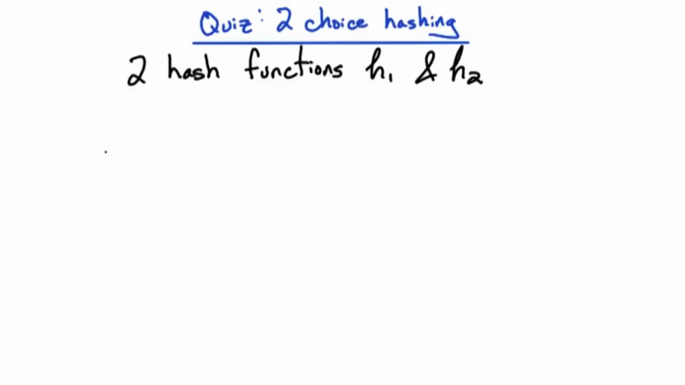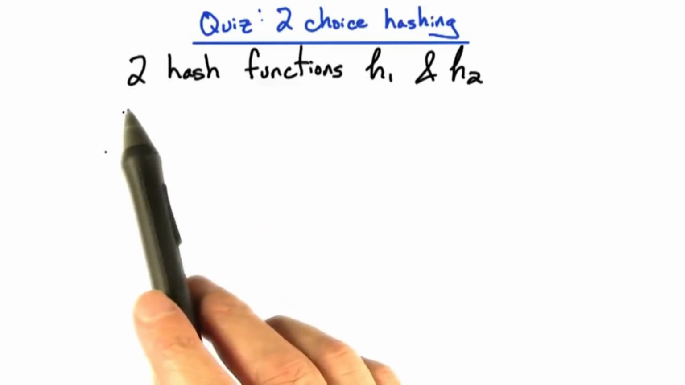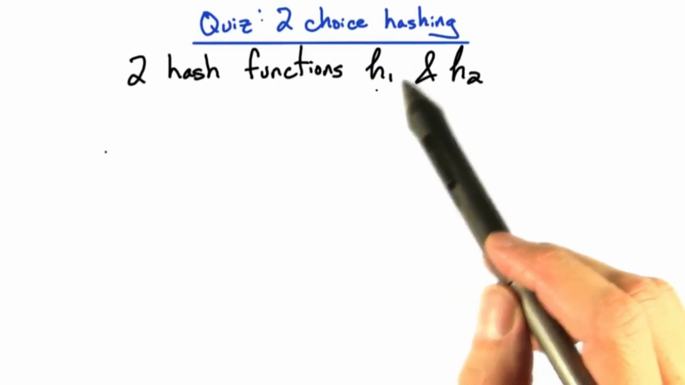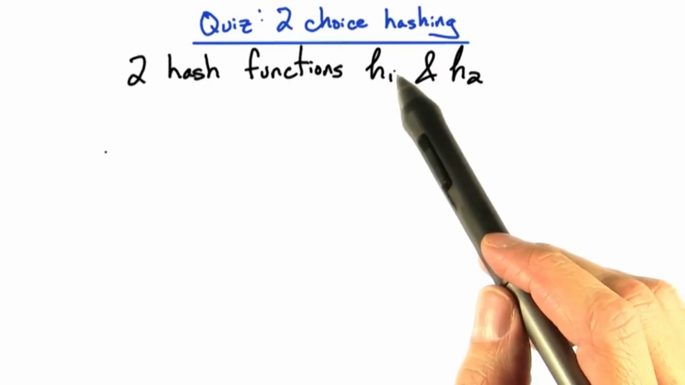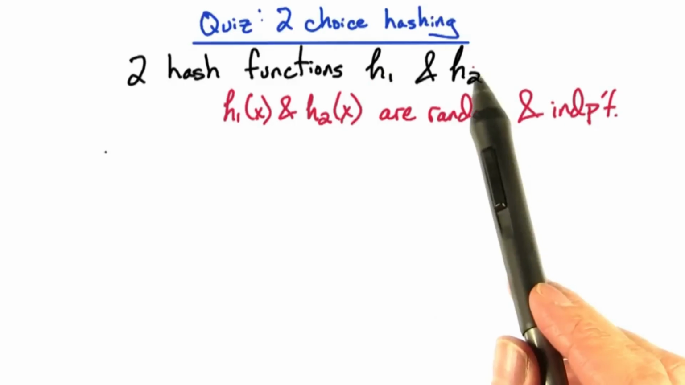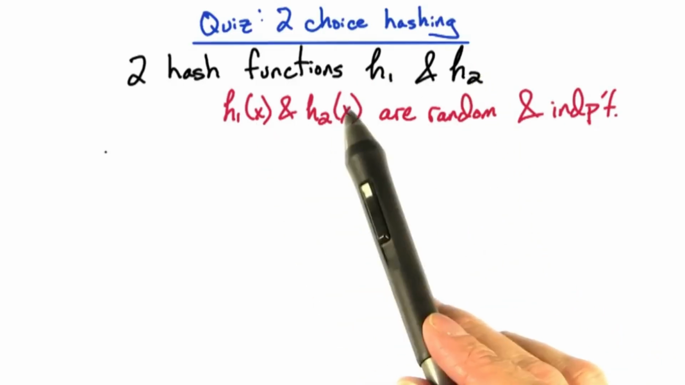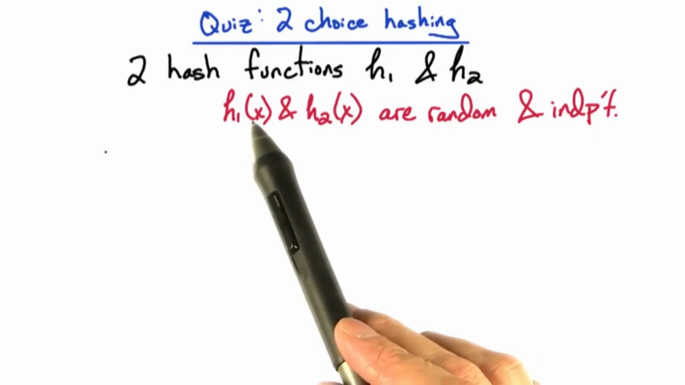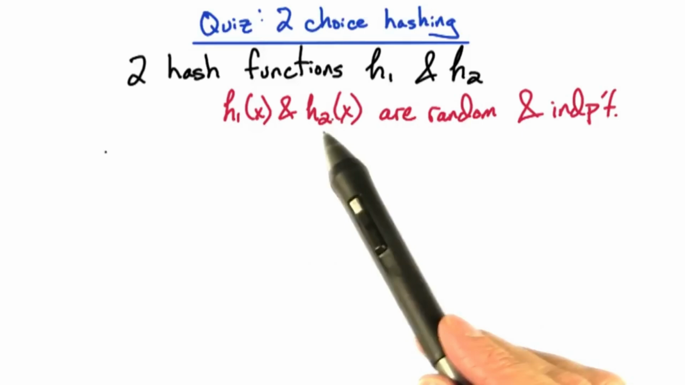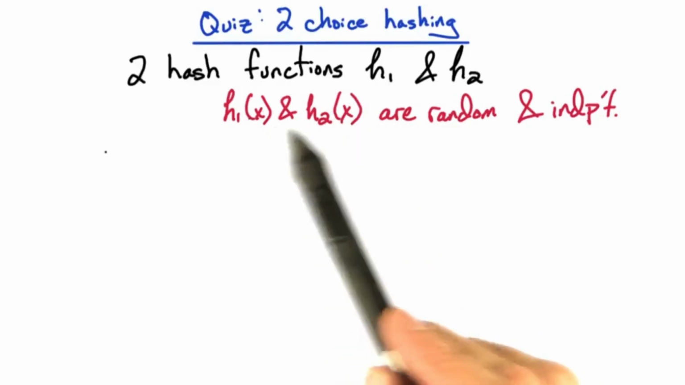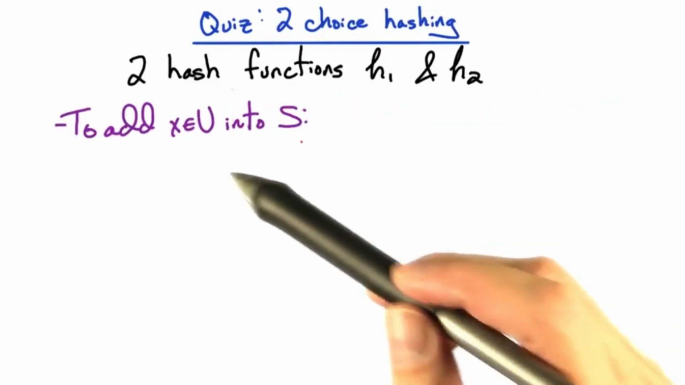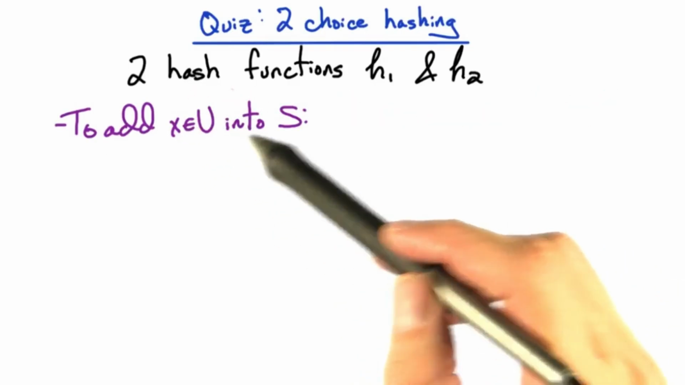What we're going to do now is instead of using a single hash function, we're going to choose a pair of hash functions, h1 and h2. Each of these hash functions maps elements of our universe of possible passwords into our hash table of size n. Now we'll assume that these hash functions are random, so each element x in the universe of possible passwords maps to a random element of the hash table. h1 of x is random, h2 of x is random, and these are independent of each other and independent of the other hash values.